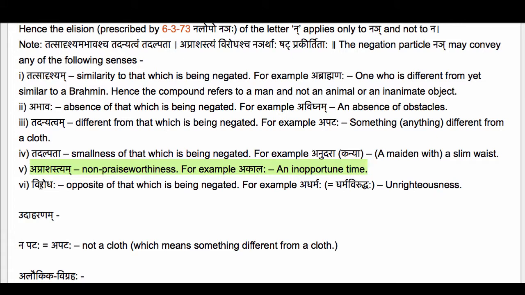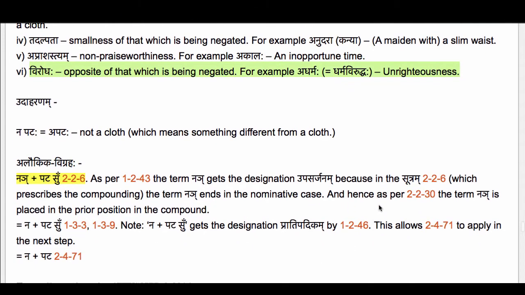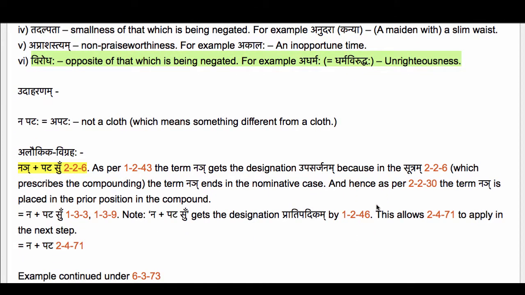The last sense is virodha, opposite of that which is being negated. For example, adharmaha equals dharma viruddha, unrighteousness, opposite of righteousness. Similarly, asuraha, opposite of a god, meaning a demon. So these are the various senses which are conveyed by this particle nyai. So when we see a nai tatpurushaha, depending on the context, the compound could convey any one of these senses. So even though the basic meaning of nai tatpurushaha is not something, there are a variety of shades of not which we have to be aware of in interpreting these compounds.